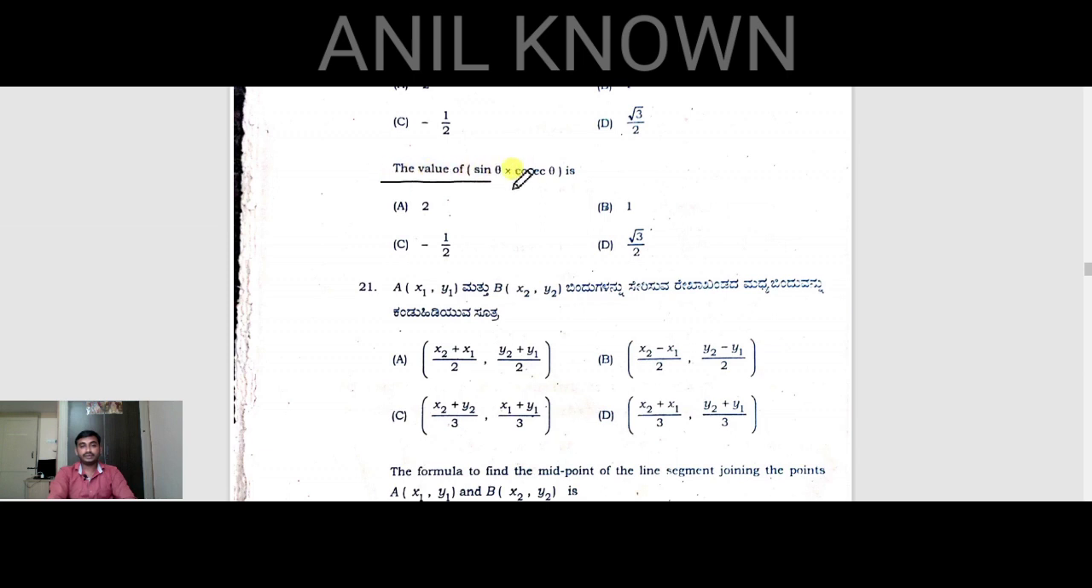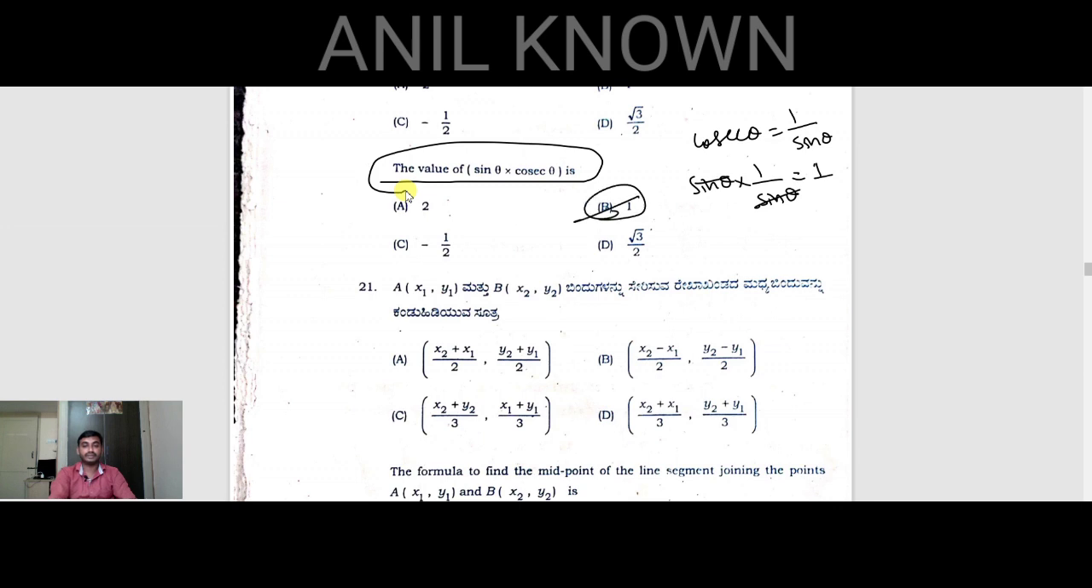20th question: the value of sin theta into cosec theta is? We know that cosec theta is equal to 1 divided by sin theta. Substitute here, we get sin theta into 1 divided by sin theta. Sin theta cancels, we are left with 1. Therefore option B, 1, is the solution.